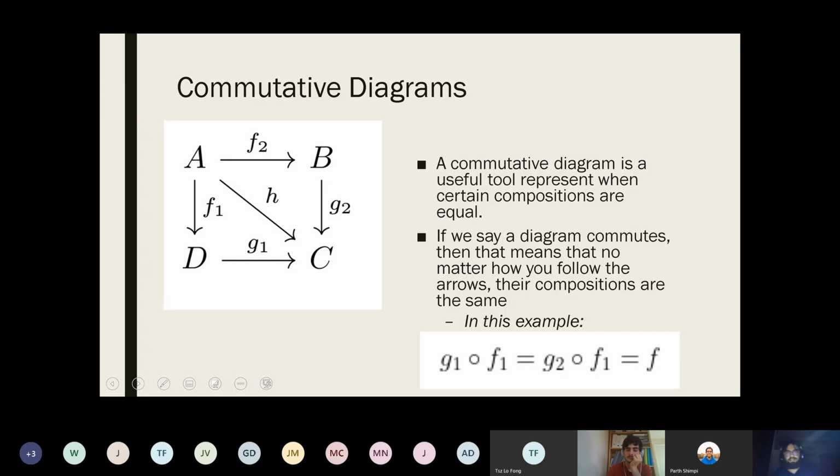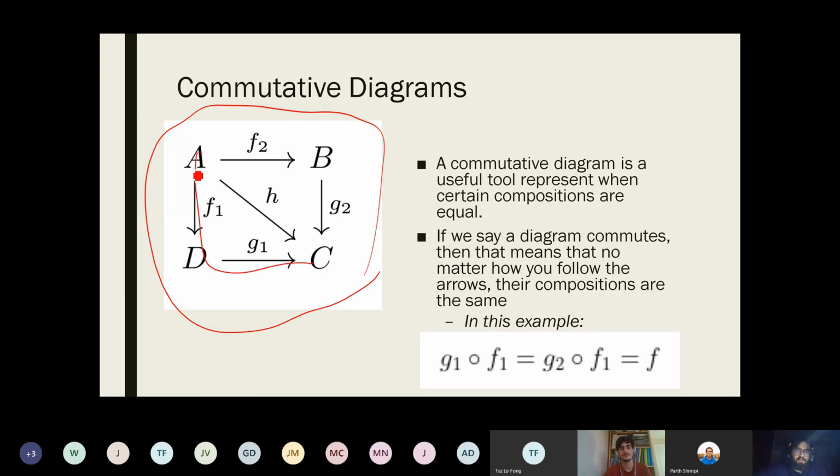Another definition is that of a commutative diagram. These are really useful tools for pictorially visualizing when two maps are equal. A commutative diagram is just, if we say this diagram commutes, what we mean is no matter how we follow the arrows and compose maps along the way, we get the same result. So going from A to D to C gives us the same thing as going from A to B to C. It's the same thing as going from A to C. And this diagram commutes if and only if we have these equalities.